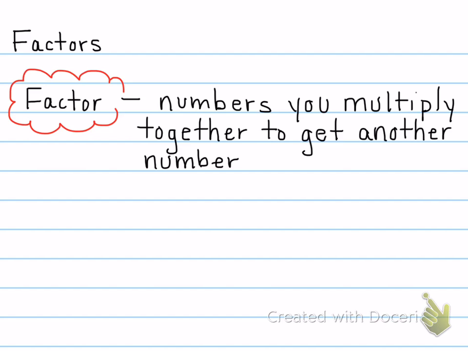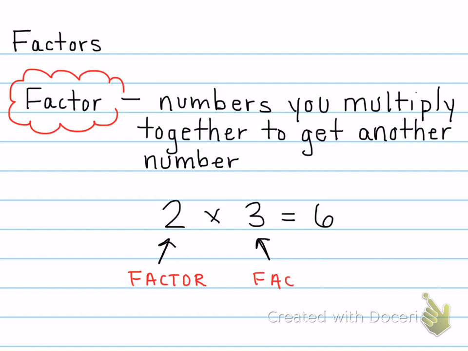Okay, so if I'm going to give you an example of a factor, if I look at 2 times 3, which equals 6, the factors are the 2 and the 3. Those are the factors of 6. They're the numbers that actually multiply to give you the 6. Now, 6 has other factors too. 2 times 3 isn't the only thing that gives you 6. You could also say 1 times 6 gives you 6. So it has more than just these factors.